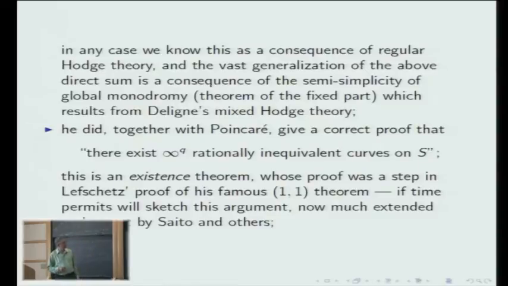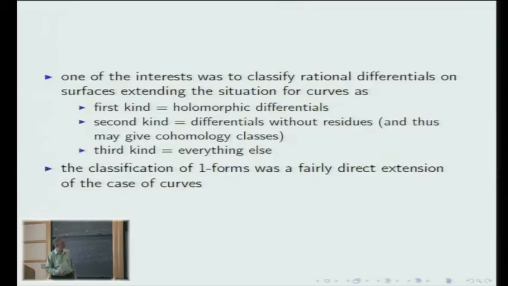But this direct sum decomposition, if you like, of the global monodromy, in this case just the invariant and the vanishing, but in general the direct sum, that comes out of mixed Hodge theory of Deligne. I think I will skip this because I'm going to run short of time.